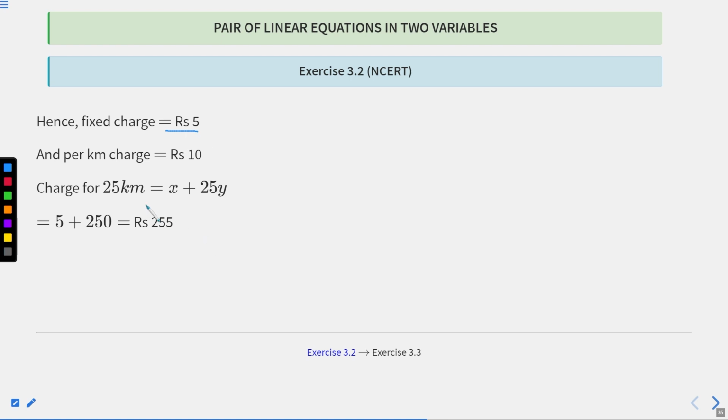And now for the charge for 25 km, x plus 25y equals 5 plus 250, that is equal to 255 rupees. So the charge for 25 km is rupees 255, the fixed charge is rupees 5, and the per kilometer charge is 10 rupees.